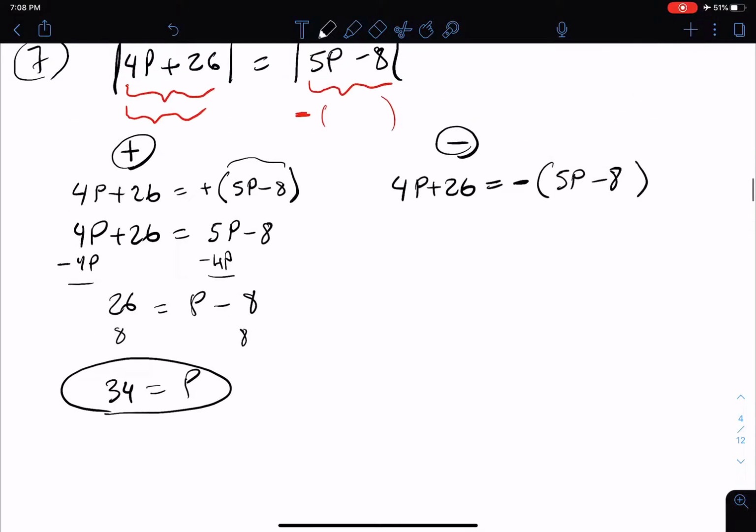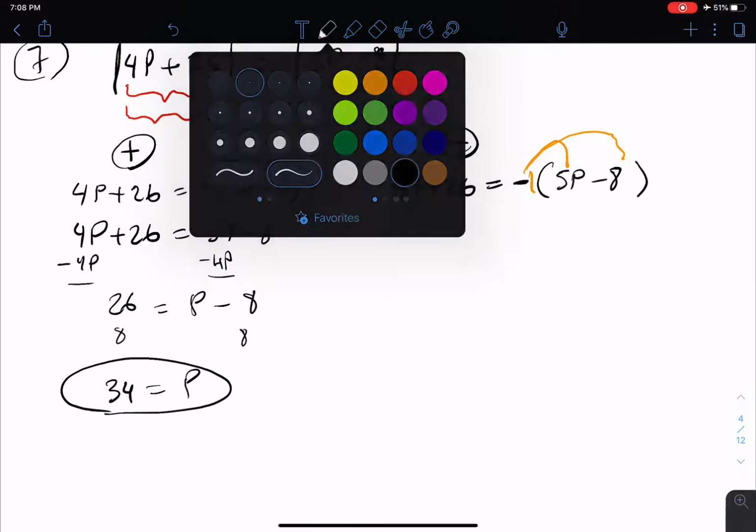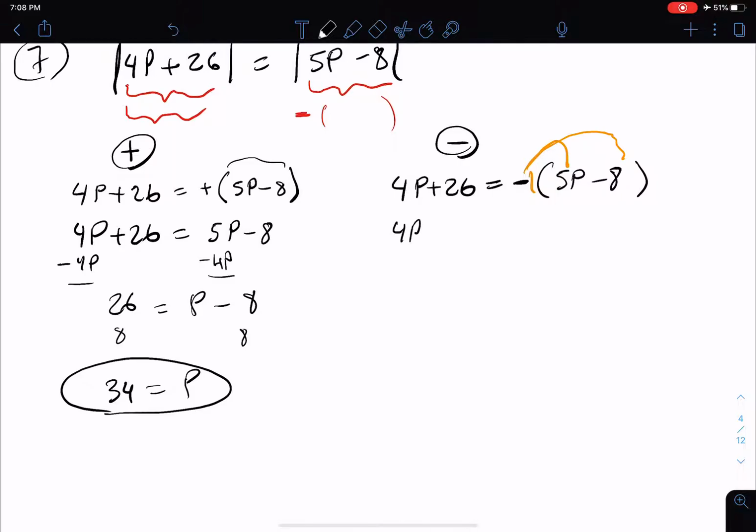What about over here? Well, we want to make sure that we distribute our negative sign. If you want to think of it as negative 1, that's fine. But you got to make sure you distribute that negative sign. So I'm going to copy down 4p plus 26 equals, what's negative times 5p? A negative 5p. A lot of times students get that, but this is where they forget it. Negative times a negative 8 makes it a positive 8. That's where the big mistake usually happens. Okay, let's solve for p. I'm going to add 5p on both sides.